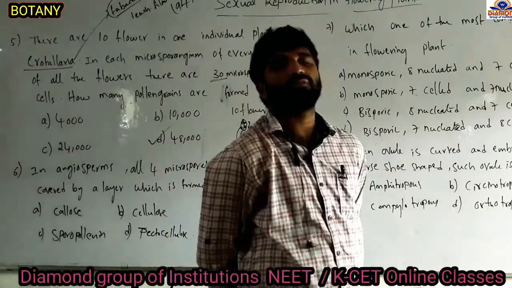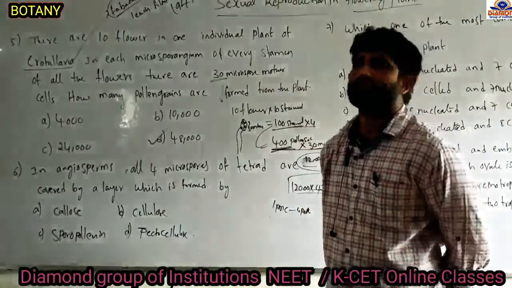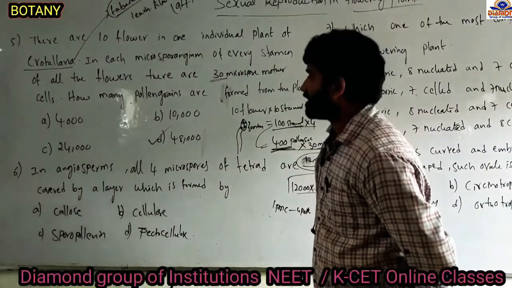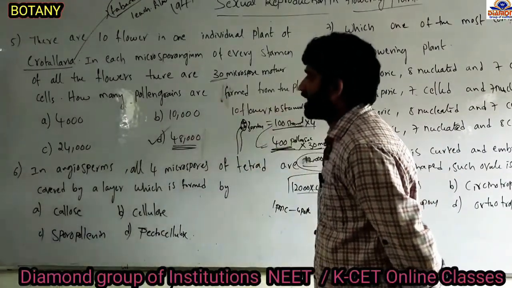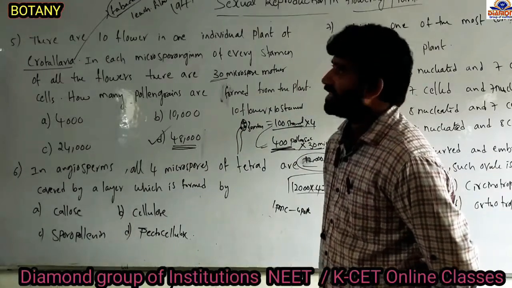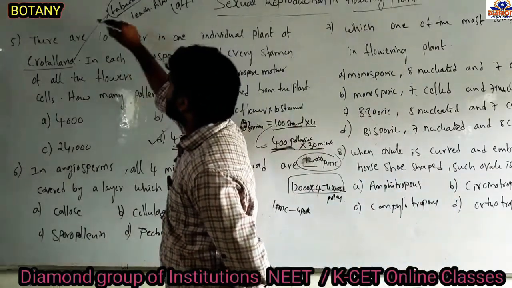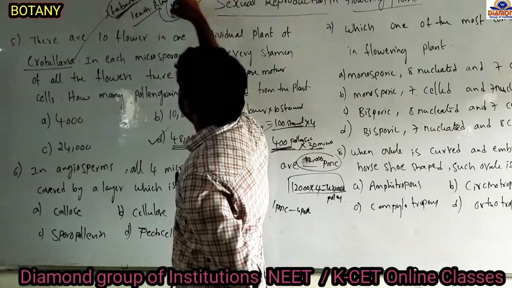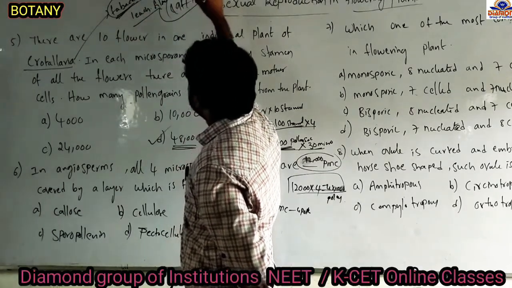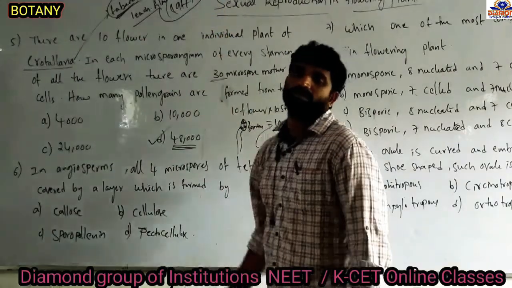It's a dicotyledonous plant of the Fabaceae family. 9 plus 1 stamens are present. So the total number of pollen grains from this plant will be 48,000. Hint: Crotalaria gentiana belongs to the Fabaceae family. It contains 9 plus 1 stamens, a total of 10 stamens in each flower.